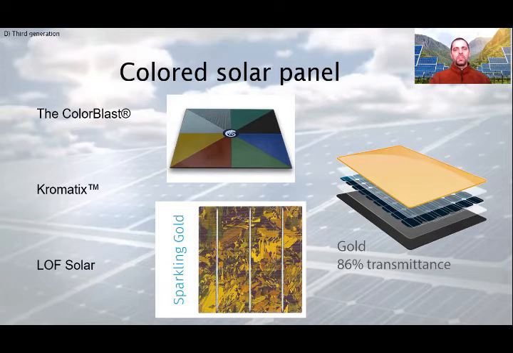Even though colored solar panels generate less energy than uncolored solar panels, colored modules are simply nicer to look at. This means we can see colored PV modules being installed in places where we otherwise wouldn't want them to be seen, such as building facades. There are three types of solar panel technologies I will talk about: the color glass, the chromatics, and the LOF solar.